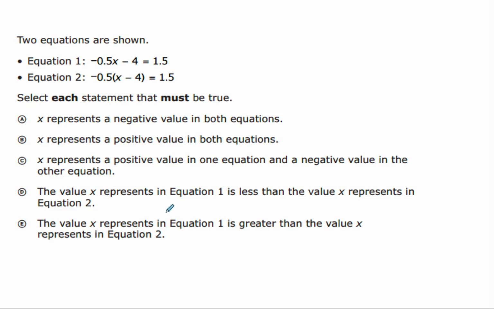Okay, so we need to solve these and then figure out how many of these are true. It says each statement, which means there could be more than one. All right, so we're going to start with equation number 1. Negative 1/2 x minus 4 equals 1.5. We do order of operations backwards. We're going to get rid of the minus 4 first by adding 4.